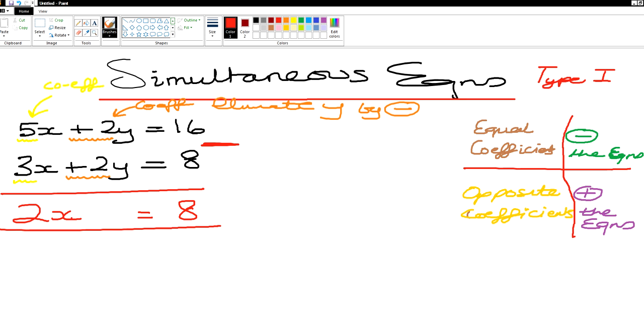Now, let's have a look at where we are now. We eliminated the y. Has the y gone? Yes. So what do we not know now? We only don't know the x, which is good. We only don't know one thing. We can solve that. Now, how do we solve that? Here x has been multiplied by 2. The opposite of multiplying by 2 is? Divide by 2. So x is equal to 8 divided by 2, which is equal to 4. That gives us the value of x.